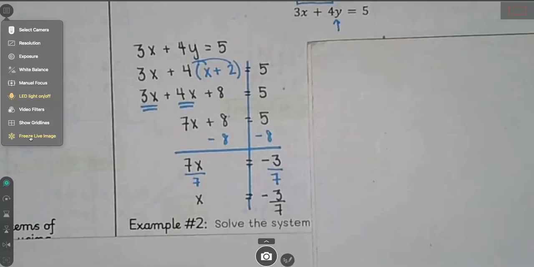Are you gonna get a fraction for this one too? Yes, it is. Good job.